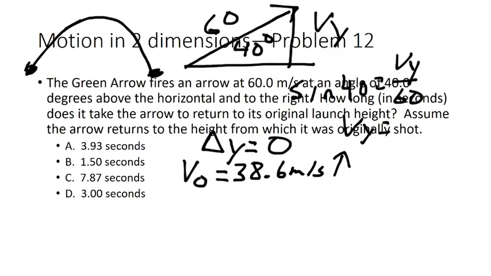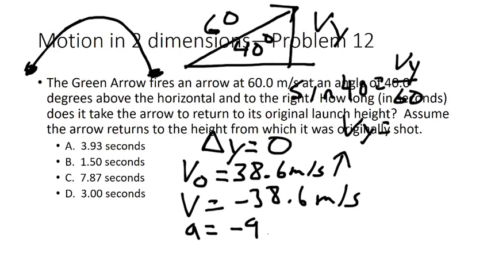Hopefully you've also learned by now that when a projectile returns to the ground, if it returns to the same height that it left from, its initial vertical speed is going to be the same as its final vertical speed. They're just going to be going opposite directions. So in this case, our final vertical velocity is going to be negative 38.6. Same speed, opposite direction. And the acceleration between those two is just the acceleration due to gravity.